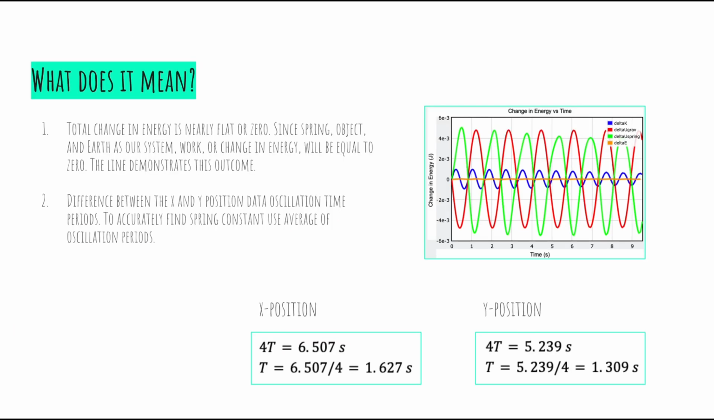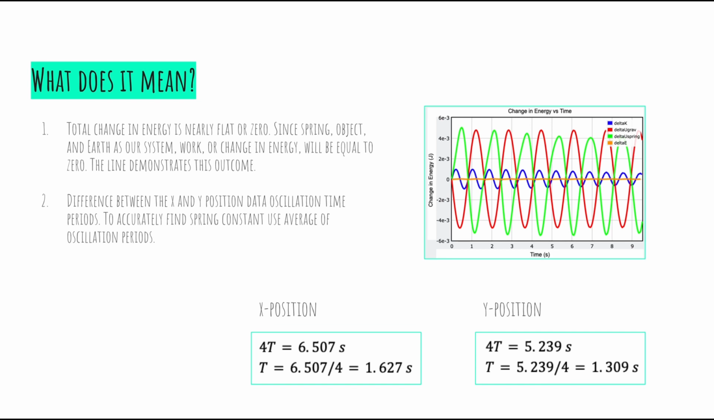First, is the energy principle satisfied? Looking again at the graph showing the change in energy versus time, we can see that the line for total change in energy is nearly flat or zero. Since we took into account the spring, object, and Earth as our system, we can say that our work or change in energy will be equal to zero. Therefore, since the line demonstrates such an outcome, we can say that the energy principle is satisfied.